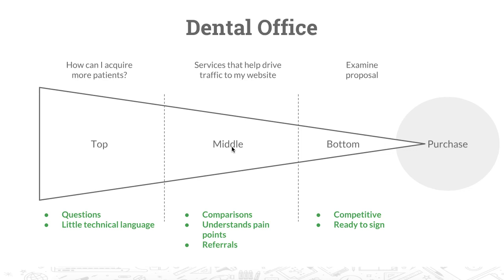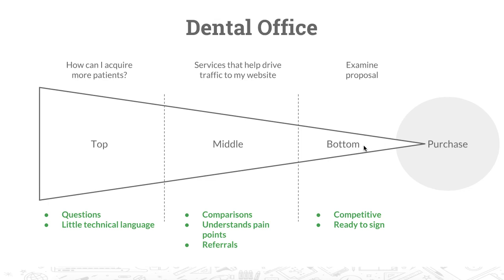By the time they get to the middle of the funnel, they understand their pain points and their options for solutions a little bit better, so they're making some comparisons. So at this point now, they know that driving traffic to their website will help them acquire more patients, so they're looking for different services. Maybe at this point they are using the words SEO or PPC, etc. A lot of times when referrals come to you looking for SEO services, they land here at the middle of the funnel because they already understand their pain points. They already know how to define their problem. They're looking for specific solutions.